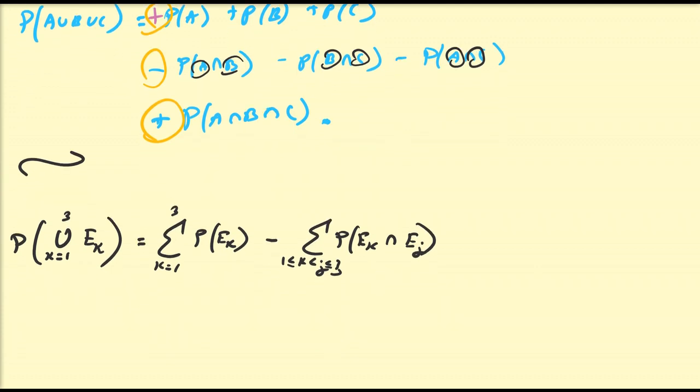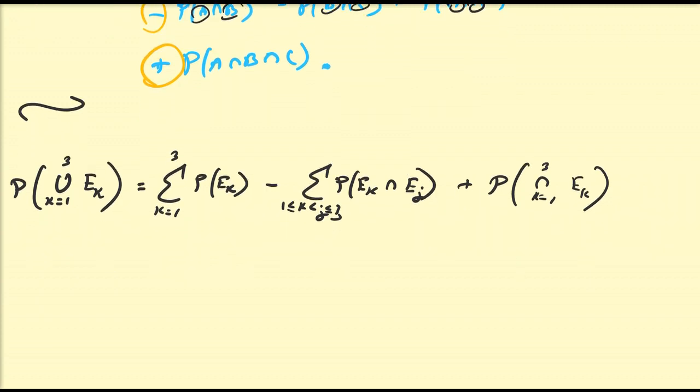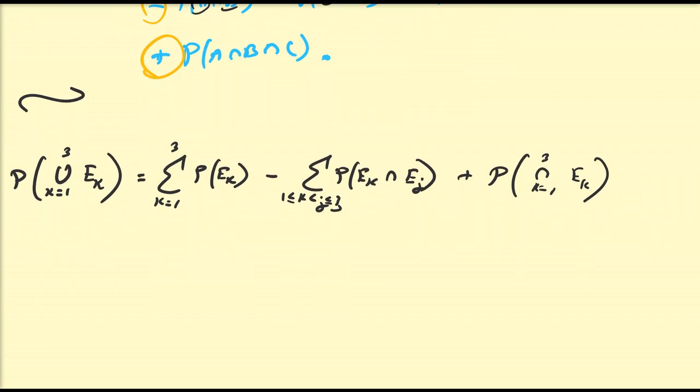And then let's do plus. So this is going to be the probability of the intersection from k equals 1 to 3 of E_k. And of course this alternates between these objects. So this is the intersection of one set, intersection of two sets, intersection of three sets. So I'm going to pretty much generalize this in just a moment.